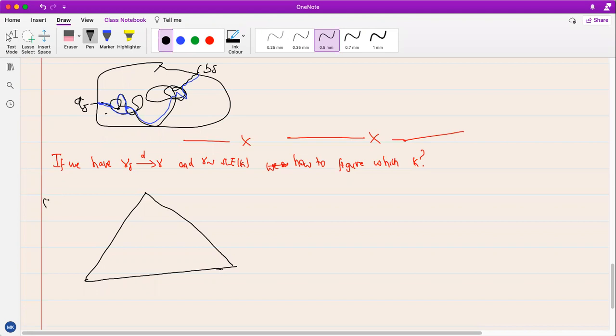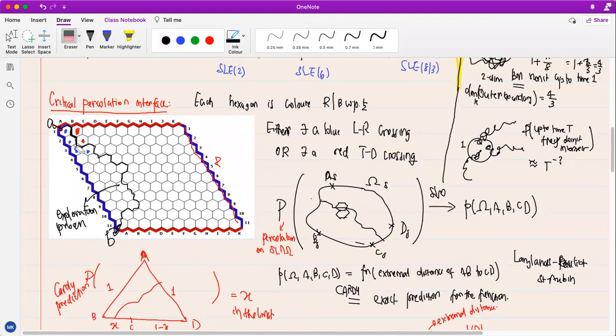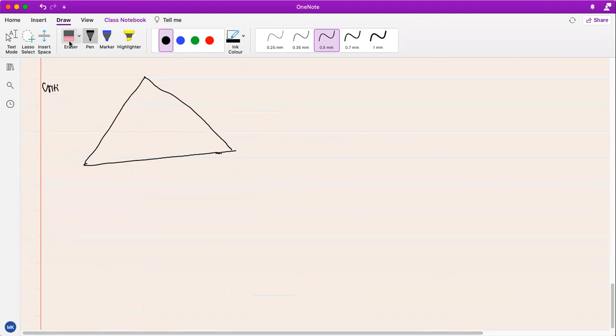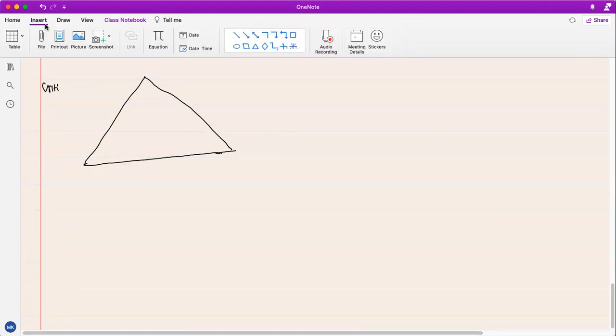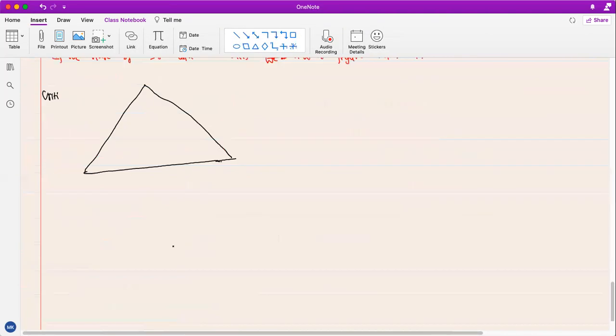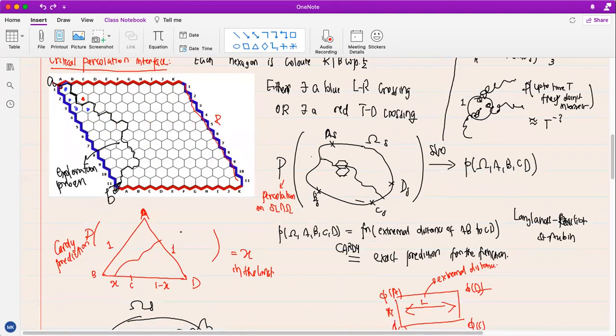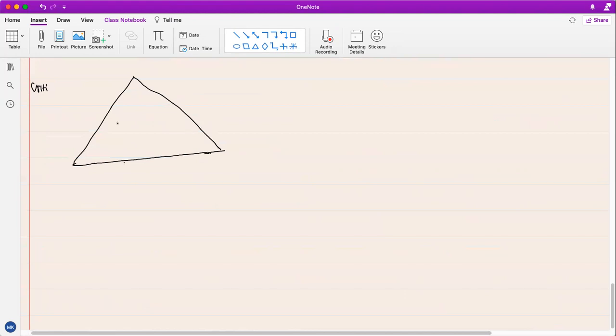The thing about critical percolation, maybe the picture was there, so maybe I go back here and show you. In critical percolation, I described the percolation process. So what is the special property of this discrete model? Maybe I just draw, let me insert another picture. Try to do the same. Where did it go? It went somewhere else. Okay, so let me. Sorry.